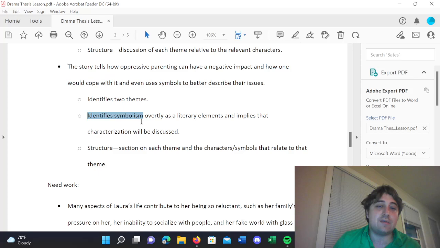It identifies symbolism as the literary element and characterization. So the symbolism and oppressive parenting, the parenting would be a characterization, and the structure. We assume that the characters and symbols relate to the theme. That's how it'll be structured, around characters and symbols.